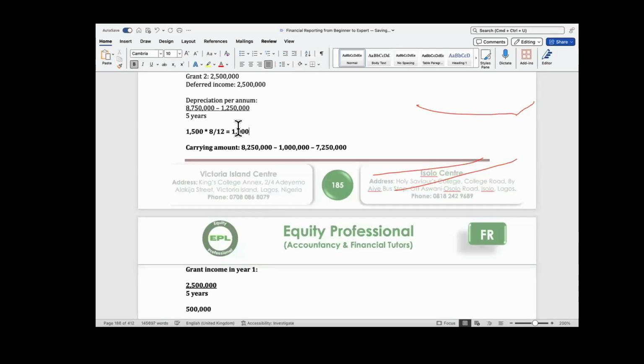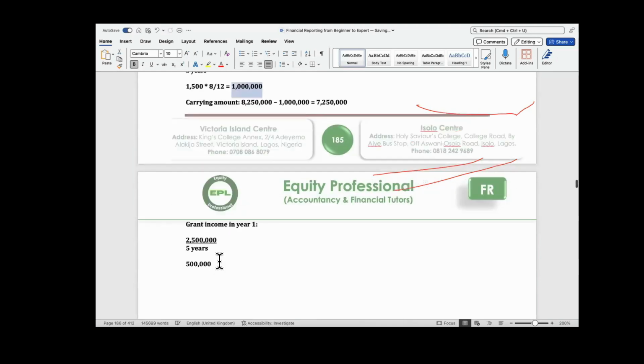This one? No, the carrying amount. 8,250,000 minus. Okay, I think this one should be 1 million, Abby. Yes. Yeah, this one should be minus 1 million.